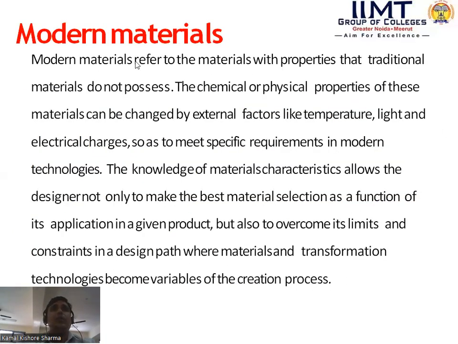Modern material refers to the material with properties that traditional material do not possess. The chemical or physical properties of these materials can be changed by external factors like temperature, light, electric charge, so as to meet a specific requirement in modern technology.